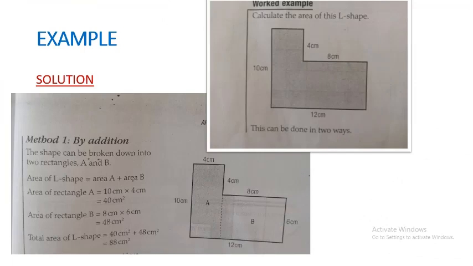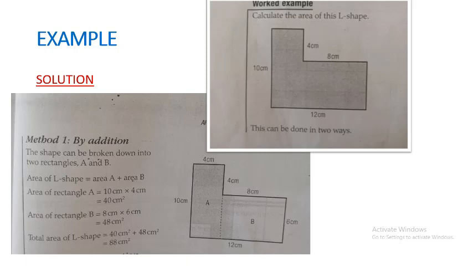Now let's go to the example. Example says calculate the area of this L shape. If we look at the given shape, the shape is an L shape. That's why the question says calculate the area of this L shape. So the shape is a composite shape. Why? Because it has been formed by simpler shapes.